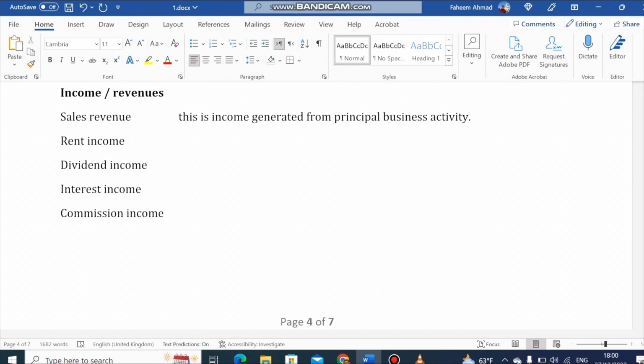Interest income. We have some spare cash. We put that cash in some savings bank account. We receive interest income on that. That will be interest income. Simple. Commission income. If we act as a third party agent and we earn some commission from that business deal, that will be commission income.